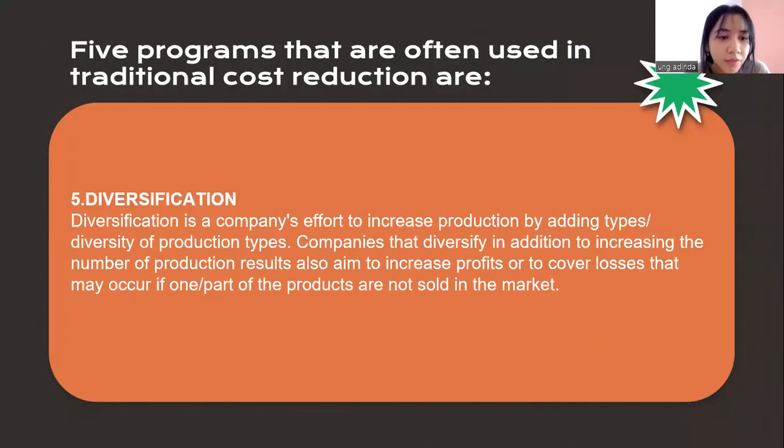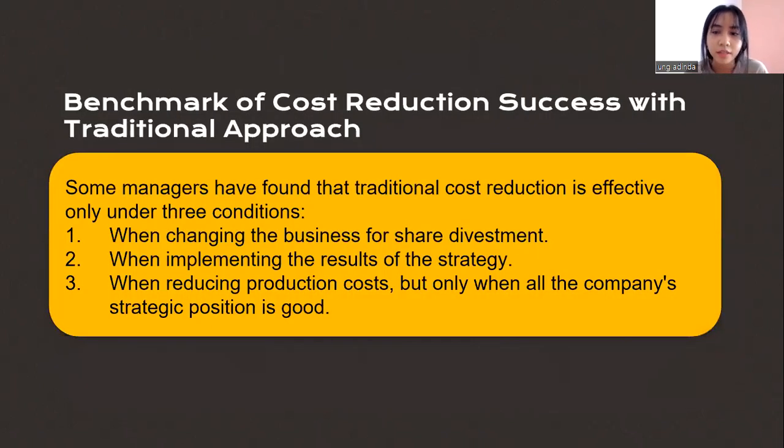And then the last one is diversification. Diversification is a company's effort to increase production by adding types or diversity of production. Companies that diversify, in addition to increasing the number of production results, also aim to increase profit or to cover losses that may occur if one or part of the products are not sold in the market. The next slide will be explained.